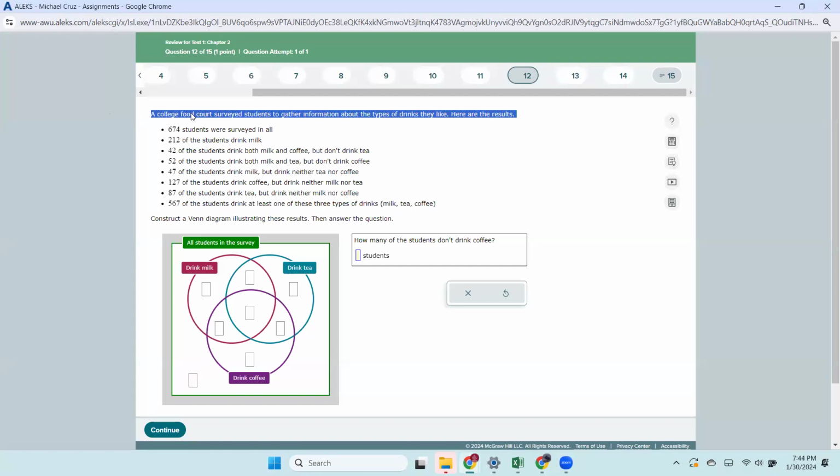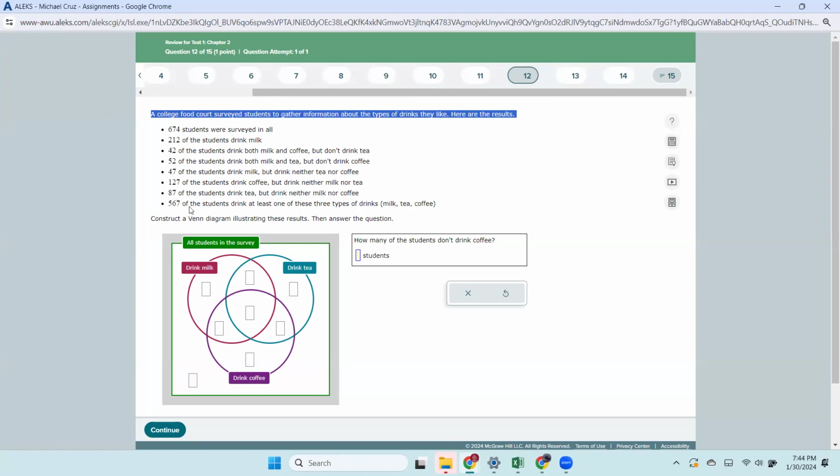All right, a college food court surveyed students to gather information about the type of drinks they like. Here are the results. 674 students were surveyed in all. 212 students drink milk, 42 drink both milk and coffee, but not tea. 52 of the students drink both milk and tea, but don't drink coffee. 47 of the students drink milk, but neither tea nor coffee. 127 students drink coffee, but neither milk nor tea. 87 of the students drink tea, but neither milk nor coffee.